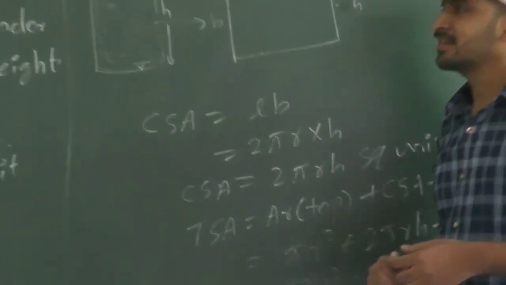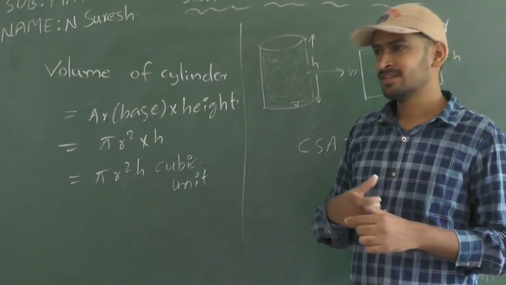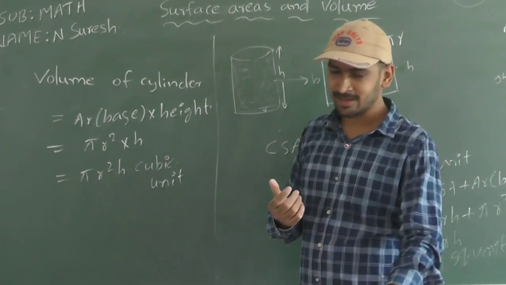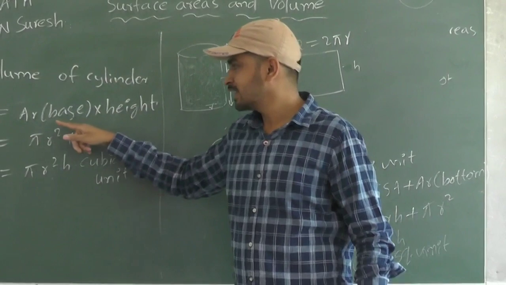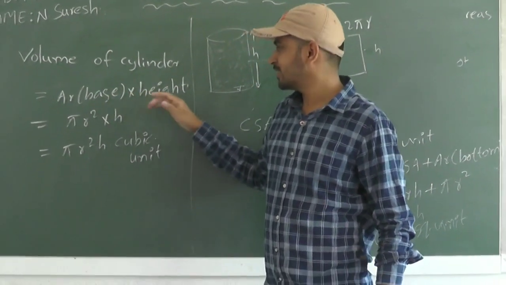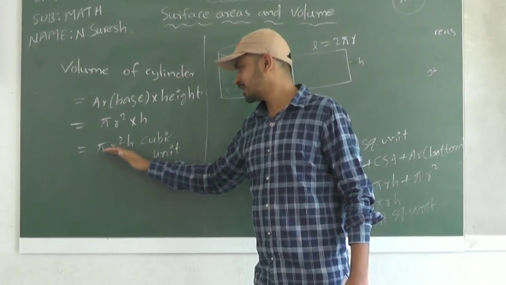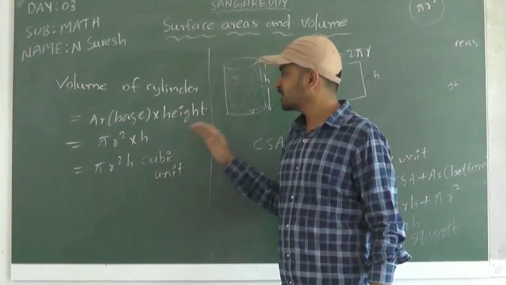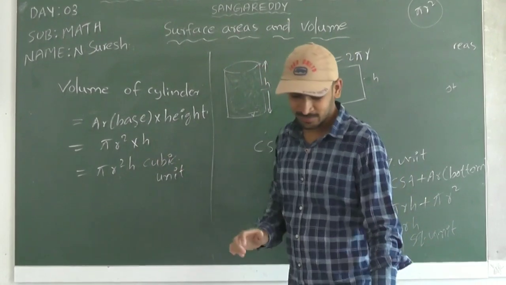Next, last is the volume of the cylinder. The cylinder is also one type of prism, a circular prism. So volume of any prism equals area of the base into height. For the cylinder the base is a circle, πr² into h. So πr²h cubic units. Suppose it is centimeter, then centimeter cube. If it is meter, then meter cube.